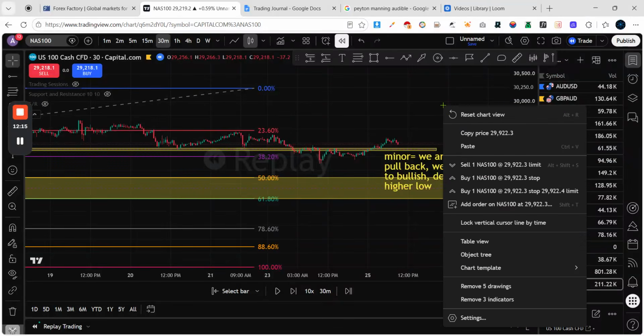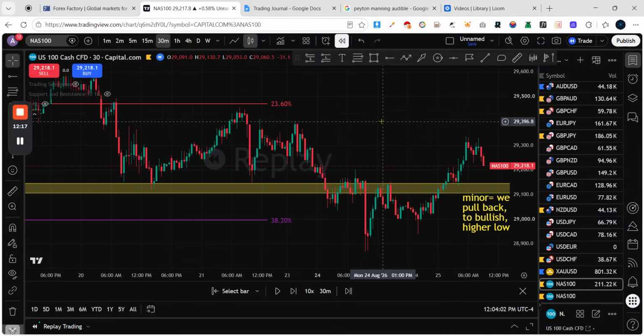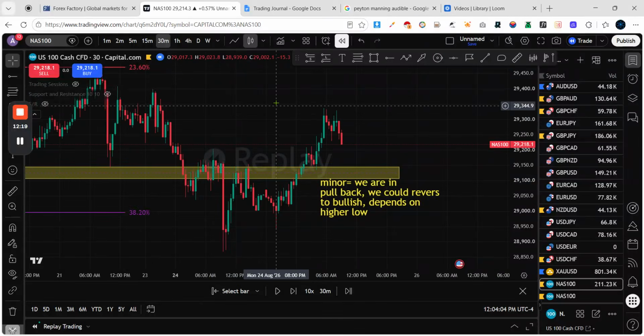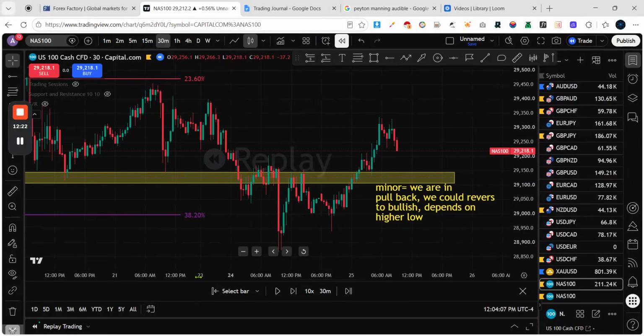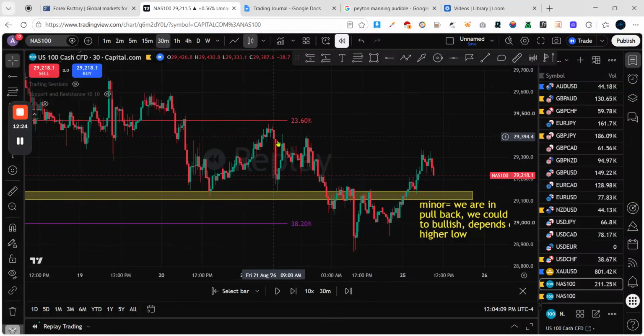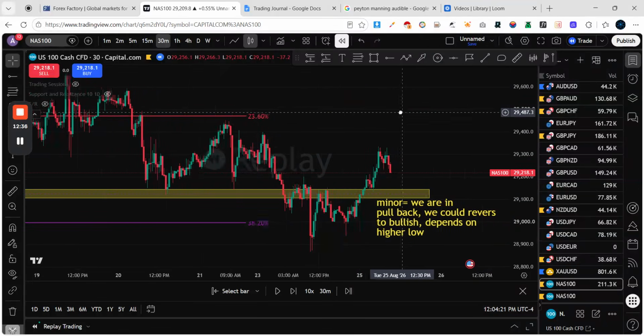Minor structure is while we're in this pullback, the main thing is this downtrend. So this pullback now is the opposite. We're going up. So I'm recognizing if we hit this area, we could place a trade on the microstructure and make some profits. So that's what I'm looking at.